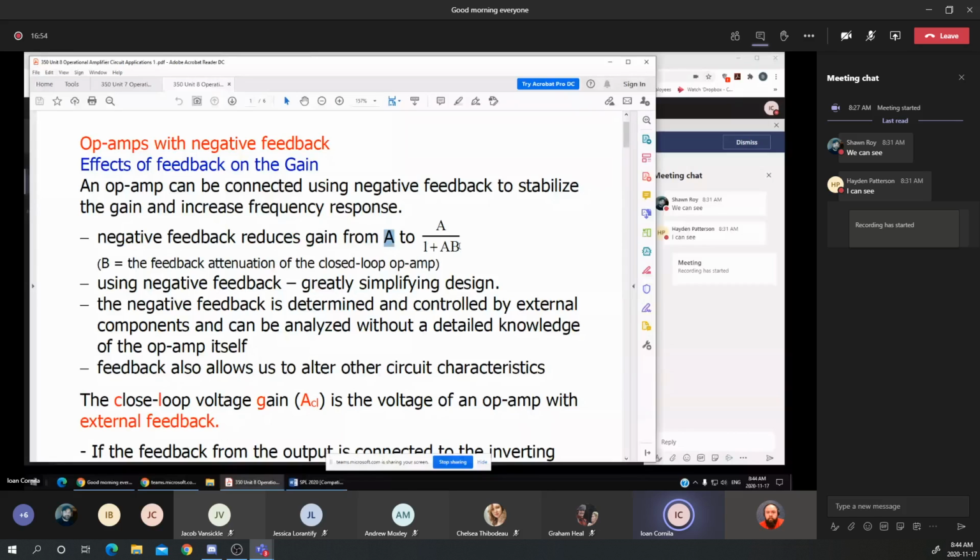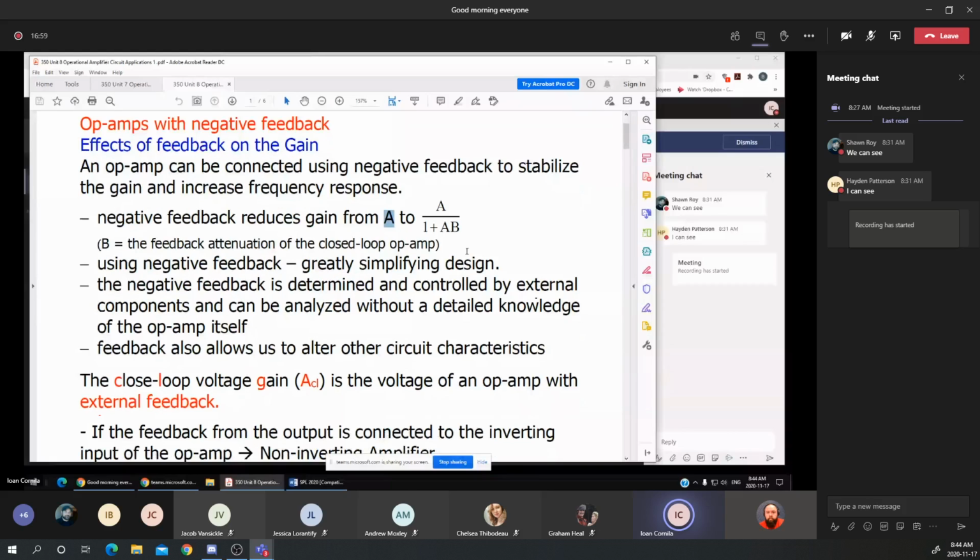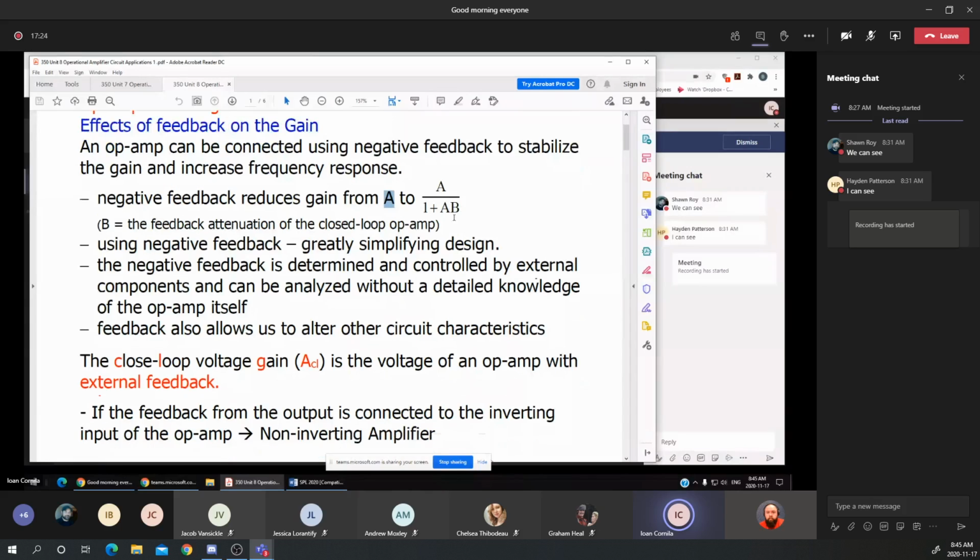That's why we use those two symbols, A for amplification and B for attenuation. We mentioned that we are using a negative feedback or some external components. We can reduce the gain to an equation that has the gain for an open loop over 1 plus the gain of an open loop multiplied by the attenuation of the op-amp. Again, that's the A or the gain for an open loop.